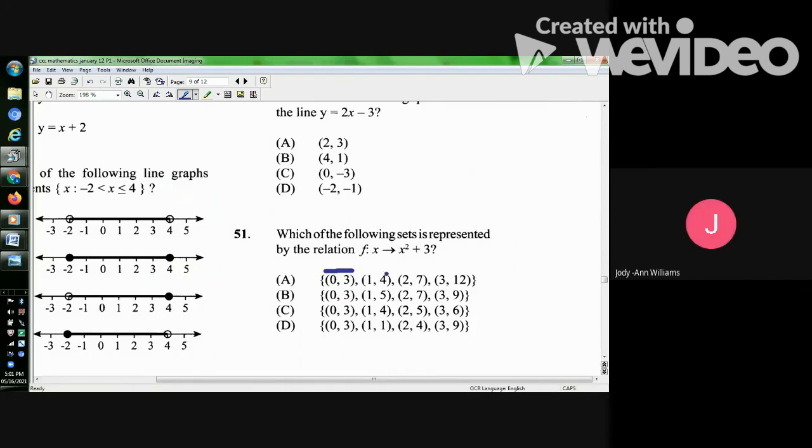Let's put 1 in this relation. What is 1 squared? 1 times 1, which is 1. What's 1 plus 3? 4. So it works. Let's try 2. What's 2 squared? 4. What's 4 plus 3? 7. It works. Let's try the last one. What is 3 squared? 9. What's 9 plus 3? 12. So that's the answer.